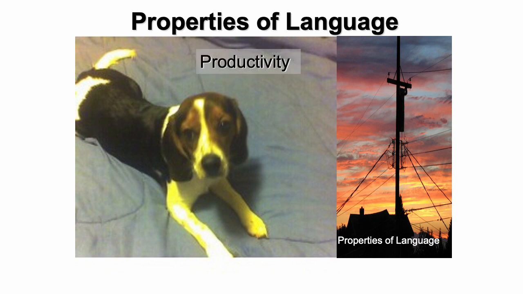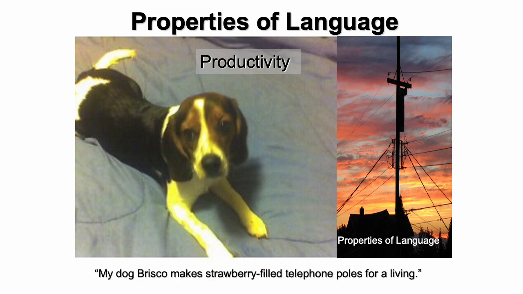The next property of language is its productivity. We can create new expressions that are comprehensible to other speakers because of this particular property. For example, I can say my dog Briscoe makes strawberry-filled telephone poles for a living. Now I know this is a nonsensical statement, but it reflects several things. My dog Briscoe, telephone pole, and we know what strawberry-filled also refers to.